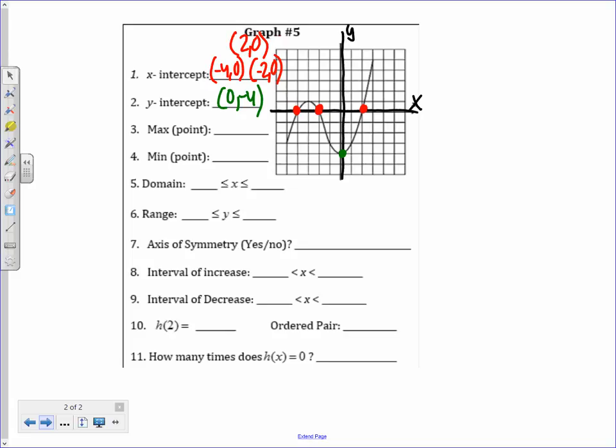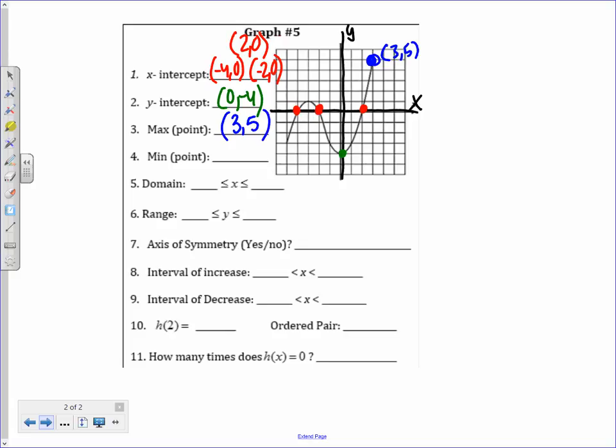Now I'm looking for a maximum. This time, there are no arrows on the end of my graph. So the very highest point my graph has is right up here. That ordered pair appears to be at 3, and 1, 2, 3, 4, 5. So (3, 5). That's the ordered pair of the maximum. That's the highest point your graph has.